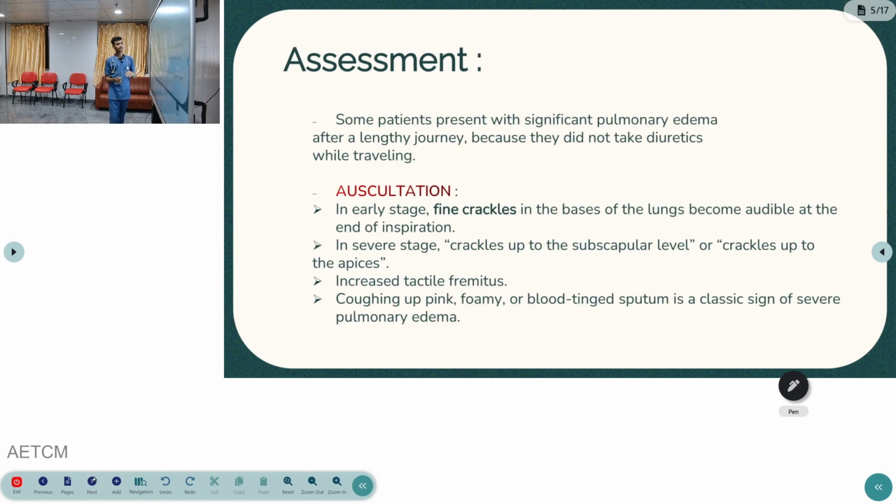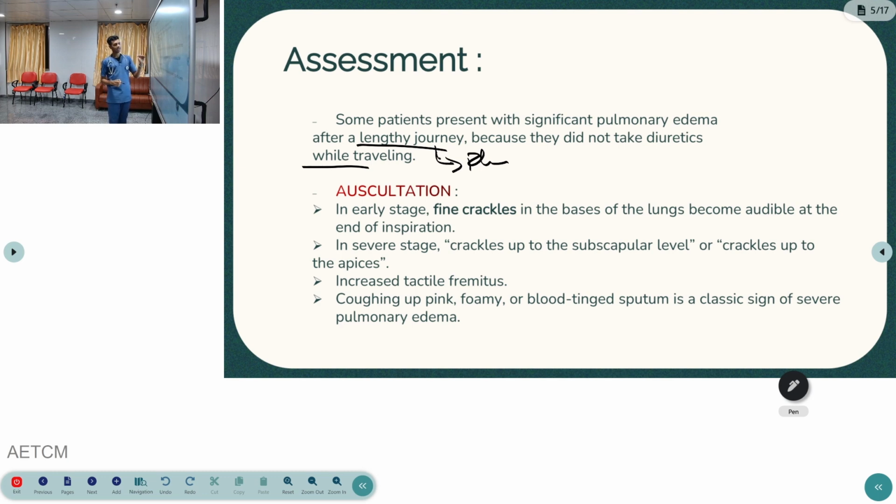And then assessment wise, some patients may present with pulmonary edema after a lengthy journey, mainly air travel or flight journey. After the flight journey, they may complain of generalized edema, ankle edema along with pulmonary edema. This is because of not taking the prescribed diuretic at the time of traveling. So if the person comes after a long journey complaining of leg edema or ankle edema along with pulmonary edema, definitely we have to rule out any cardiac history, past history, whether he is taking any diuretic medication or not.